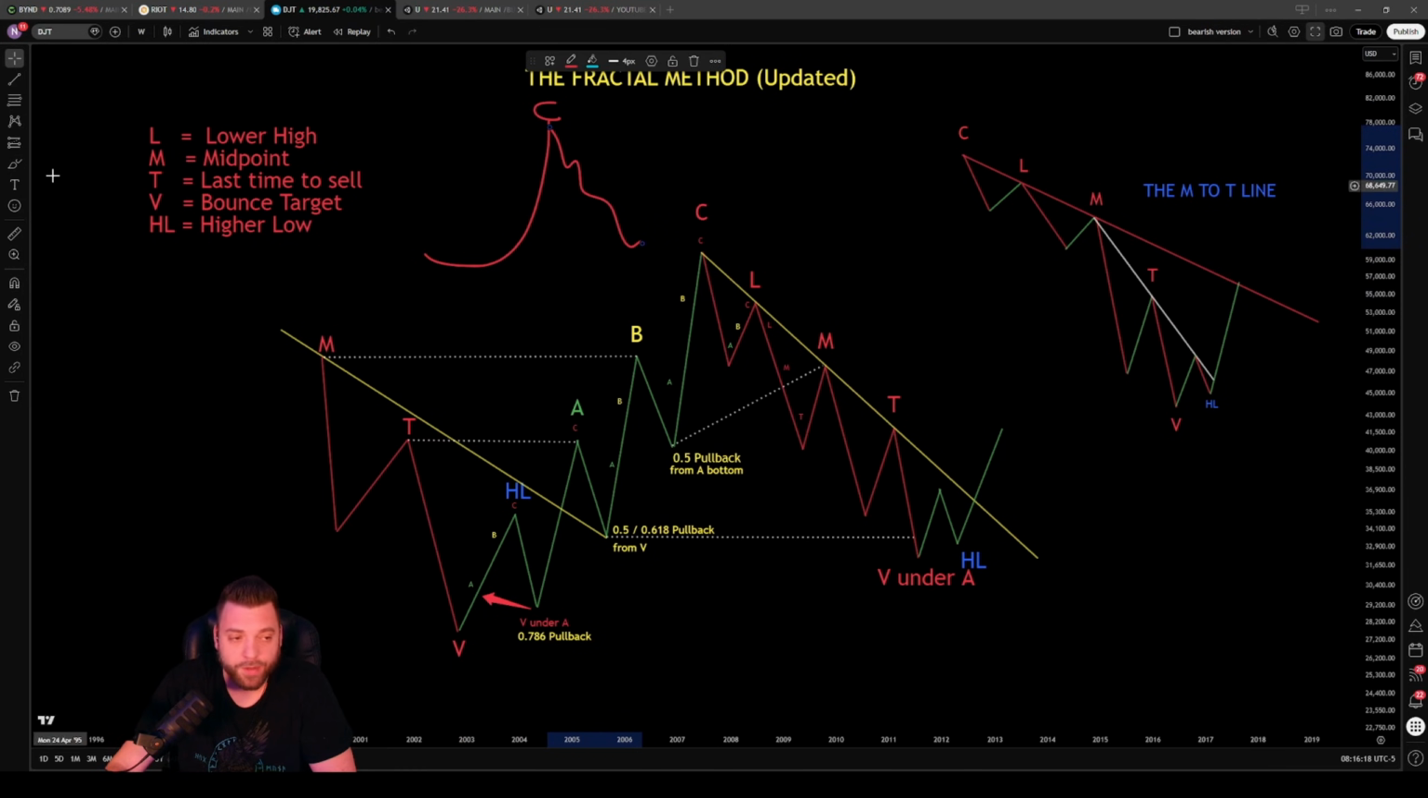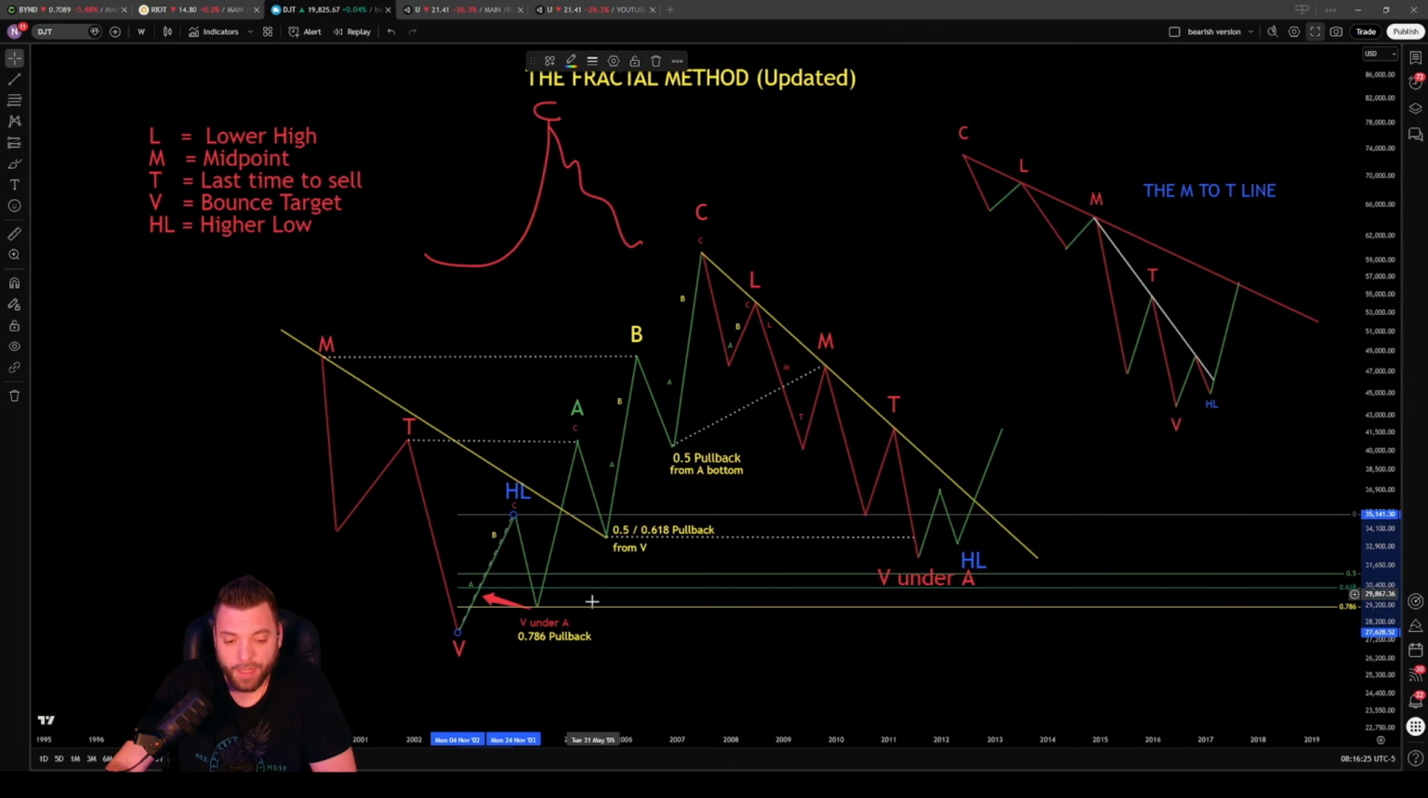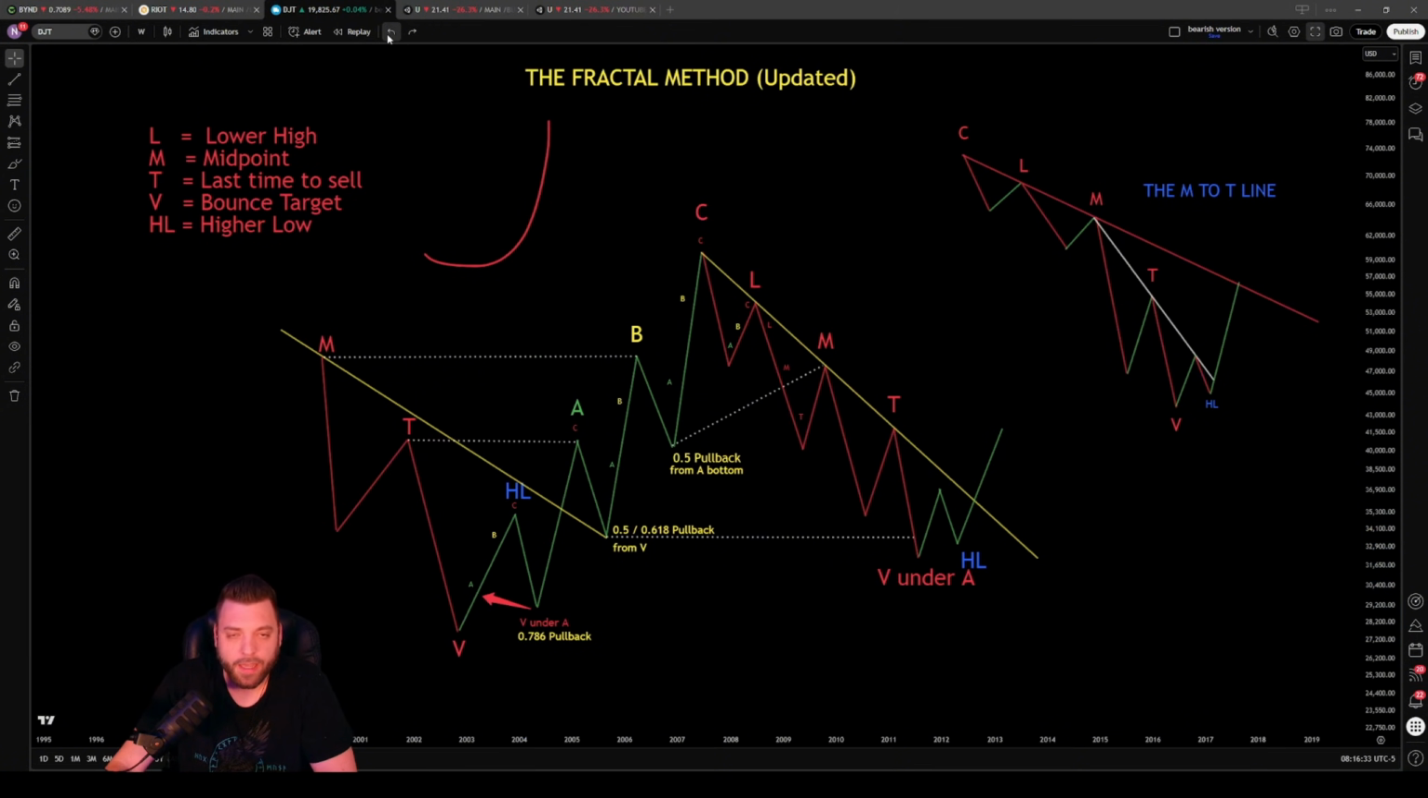Then there is a little trick. You take your fib from your V to the peak of the higher low. Your A is 90% of the time under the 0.786 fib. Just as a little helping trick if it really goes vertical. So the higher low is 90% of the time under this trend line.